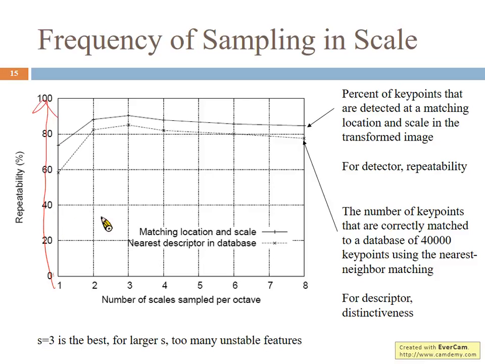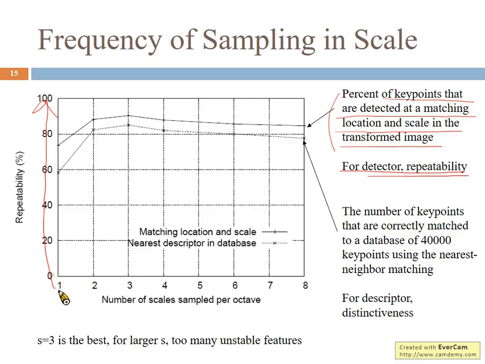Okay, and we can see 2 curves here. The first curve is the matching location and the scale. The second curve is the nearest descriptor in database. In this case, what does the solid curve mean? That means the percentage of key points that are detected at a matching location and a scale in the transformed images. And this value is for the detector, that is for repeatability.